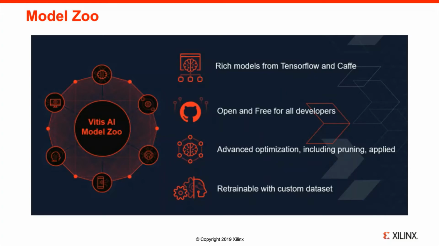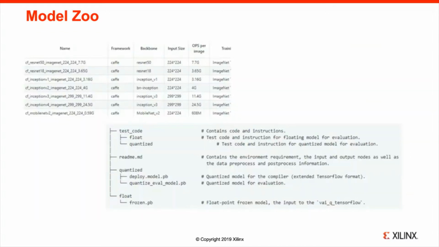The model zoo table lists the entire model names and the framework they belong to, the backbone architecture, the input size, and the OPS per image. OPS here stands for operations. It represents the complexity of the model, and also lists the training datasets, validation datasets, etc.